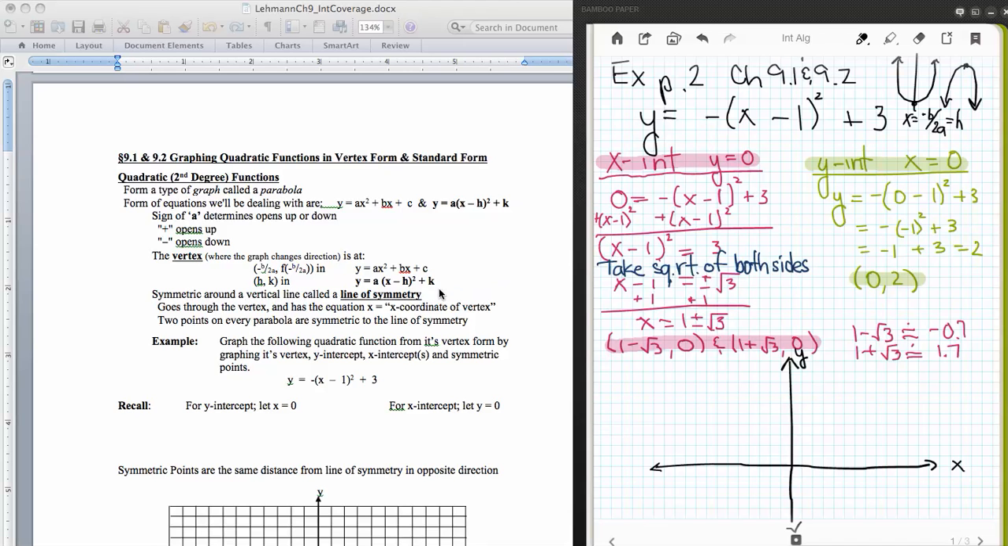So the next thing that we need to know is how to put all these things together. I had started an example in my class, and we had gone through the following example where we're going to graph the quadratic equation from its vertex form by graphing the vertex, the y-intercepts, the x-intercepts, and symmetric points. So the first thing that we need to start off with is what is our vertex. So I'm going to highlight in yellow what our vertex is looking like.